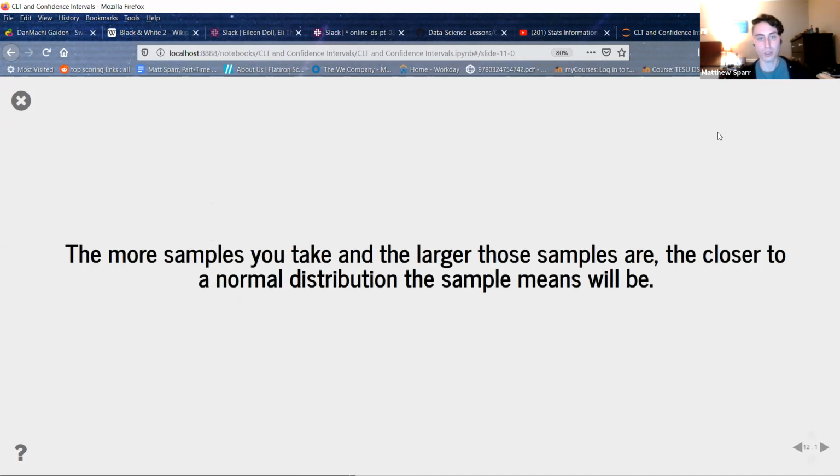So to summarize, the more samples you take and the larger the samples are, the closer to a normal distribution the sample means will be. And that's basically the central limit theorem in a nutshell.